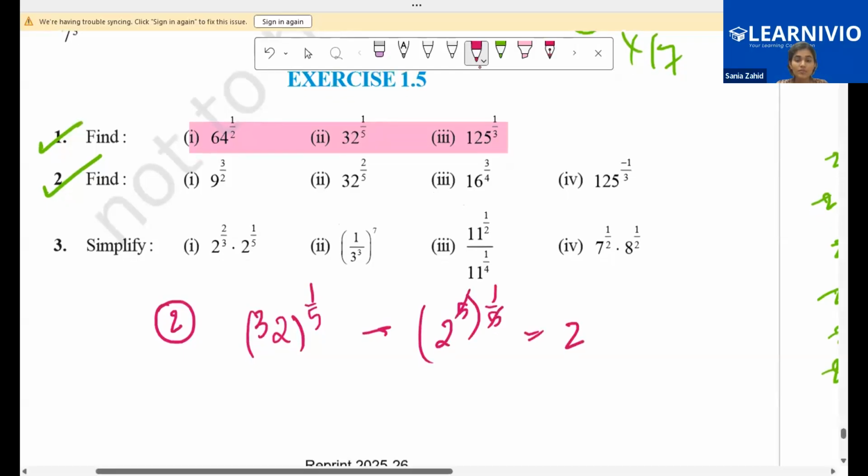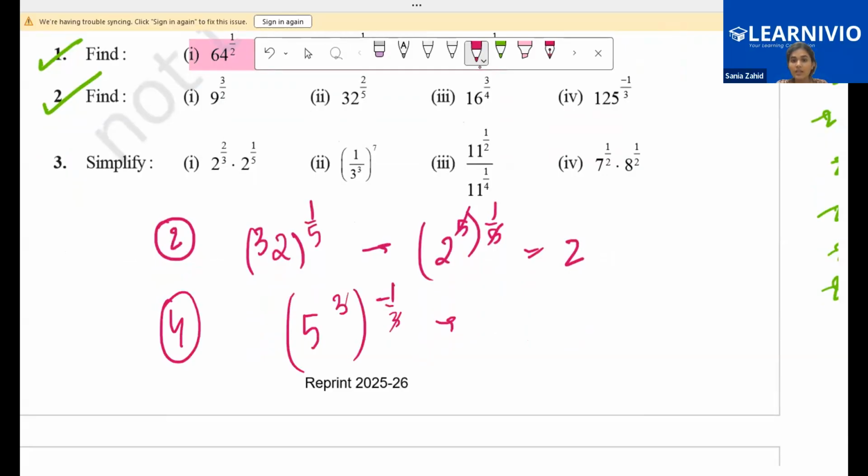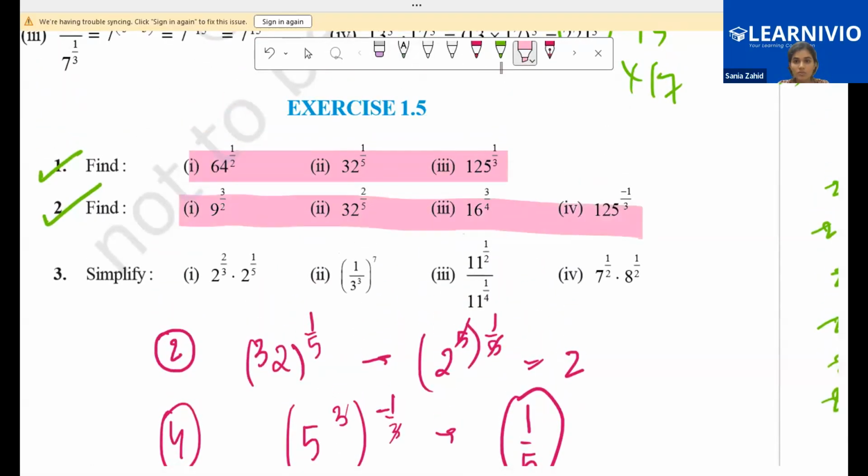Okay, what is the third answer? Fourth answer? 5 to the power 5, right? Yes, ma'am. And then whole power minus 1 by 3. So you cancel this, you get 5 to the power minus 1. That's written as 1 by 5. Okay, so children, now you can do the second question also. Quickly do the second one as well.